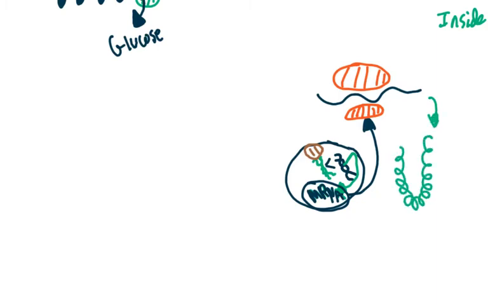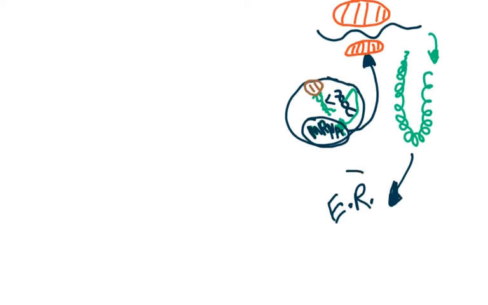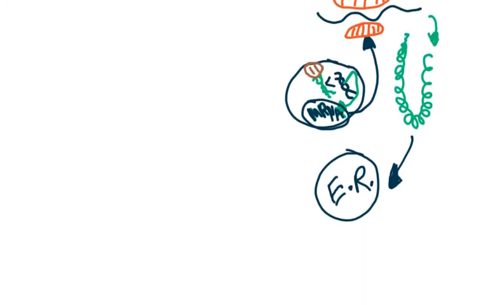Now this polypeptide isn't insulin yet. This polypeptide will first have to go to the endoplasmic reticulum of our beta cell. So we'll have to go to the endoplasmic reticulum first. When it goes to the endoplasmic reticulum, it's going to be converted into a structure known as proinsulin. So it's not insulin yet, but it comes out as proinsulin.